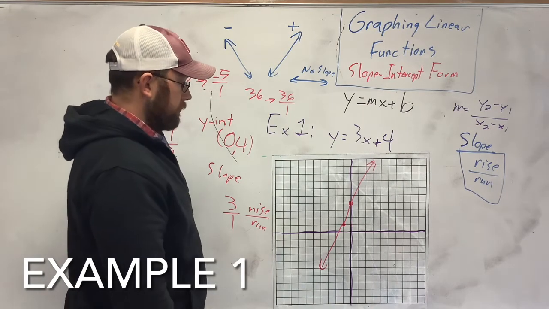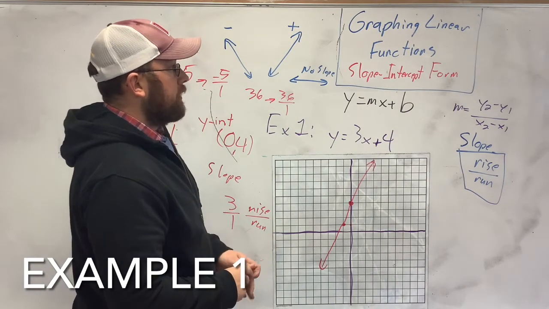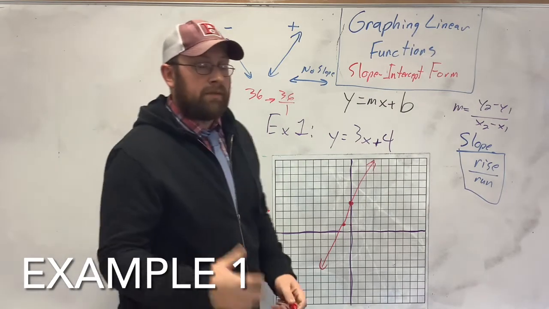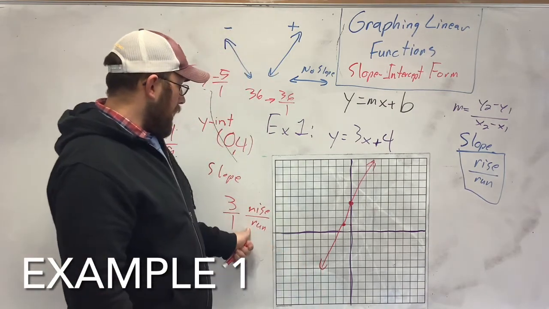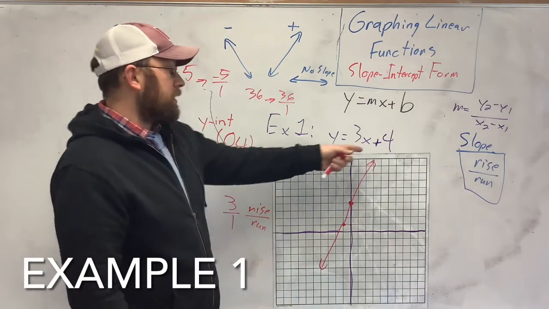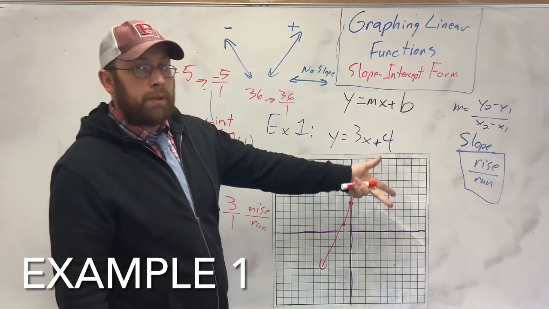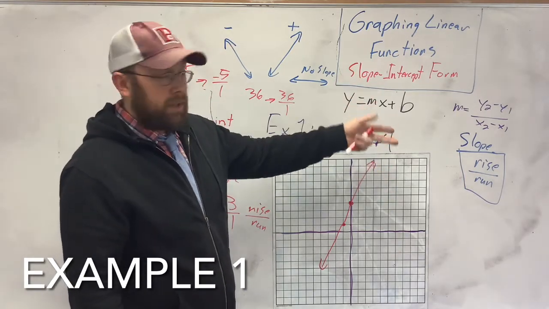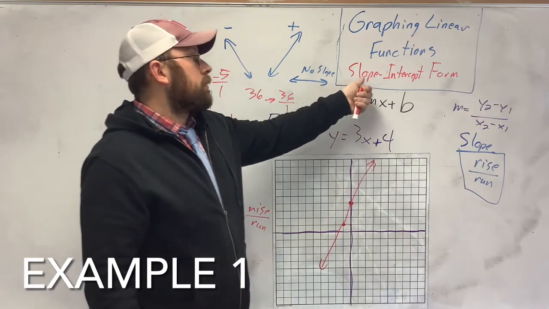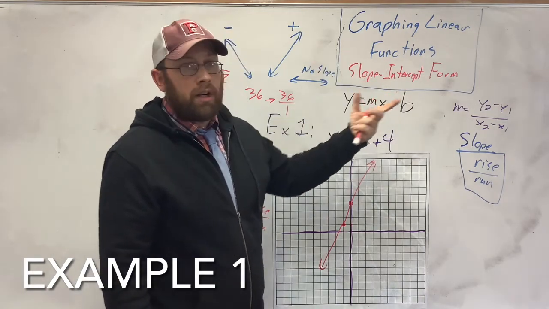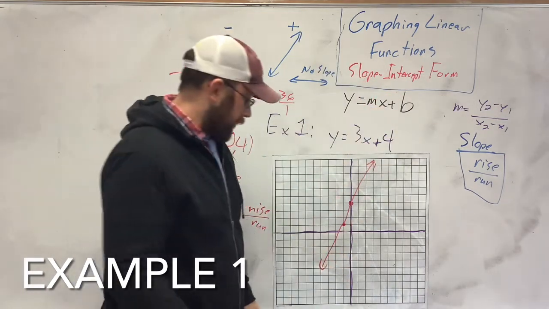There you go. And that is how you graph something in slope-intercept form. It's understanding the rise and the run that makes this important, and the starting point. Same thing with point-slope, which was in a different video. It's always understanding how to do the slope and the starting point you have. That's how you graph a linear function.